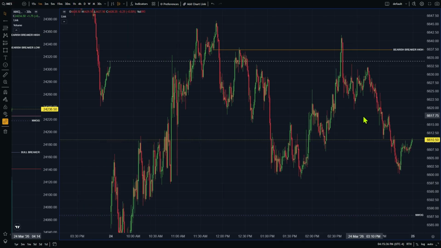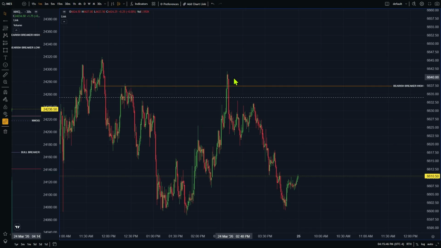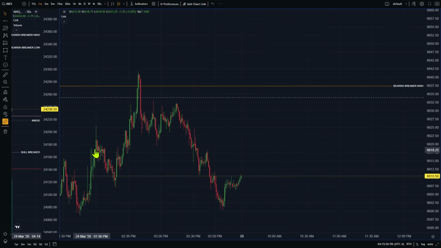Okay. Now we get down here. We take out that low. It did not make it all the way back down to its breaker, but we took out this low on that huge rip down, and we went right back up and took out the high of that little push to the breaker, still making a lower high. Fair value gap to the downside. Fill right there. Bam. Right there is where we get our fill.